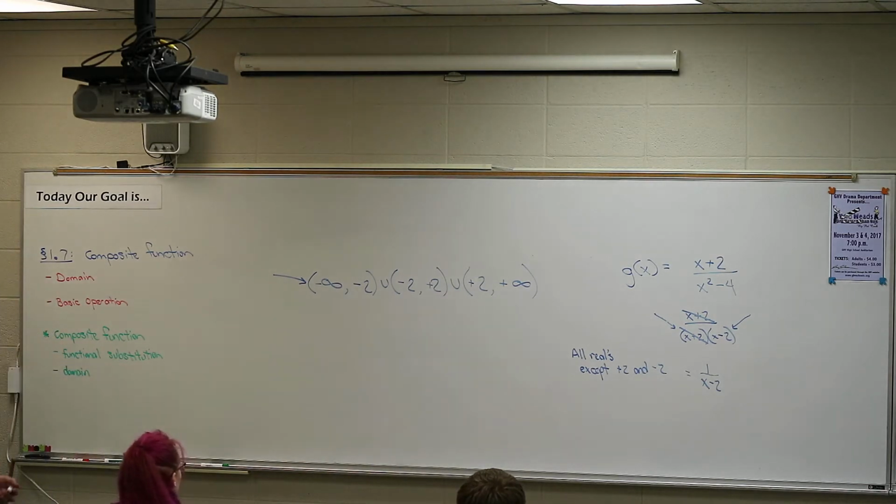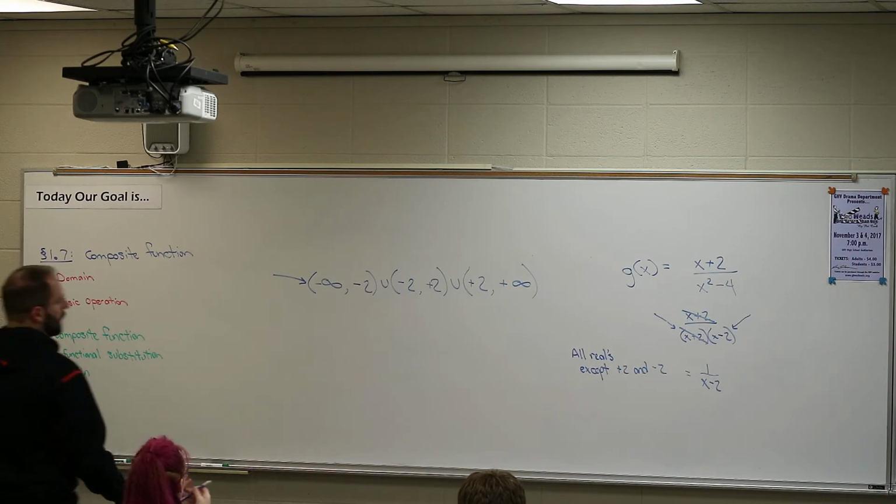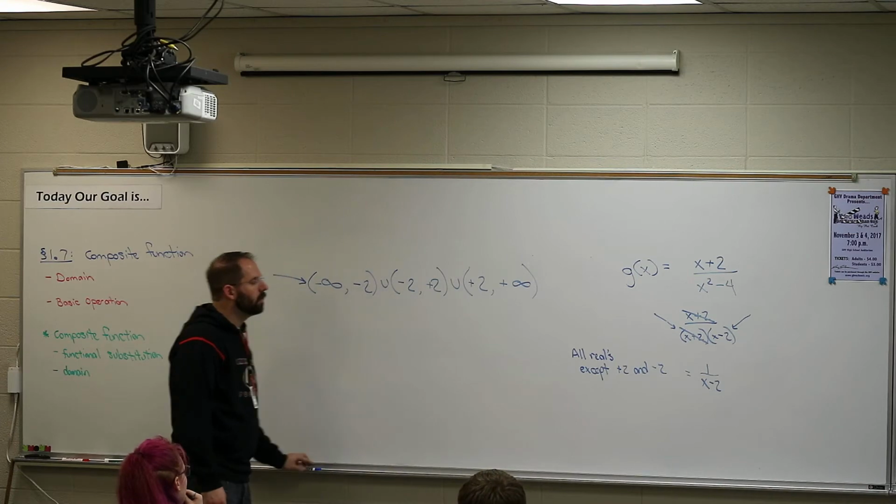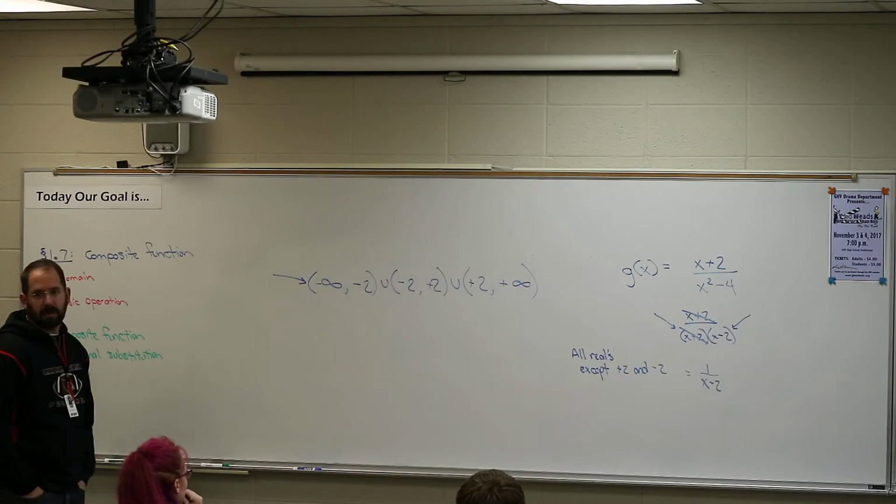Now, one of them is removable. That's a big deal, right? If it's removable, they sometimes tend to leave those out. They'll show the final answer like 1 over x minus 2. But you still have exceptions, right? Negative 2 doesn't work. Even though it canceled out, it wasn't a part of the original domain. It removed itself. Questions, comments about removable discontinuities?